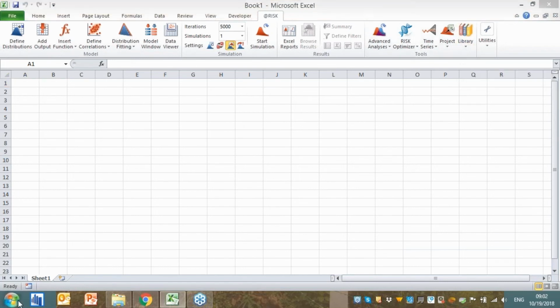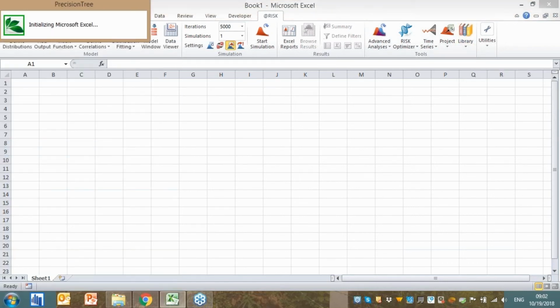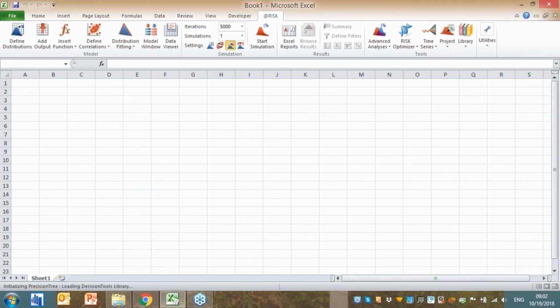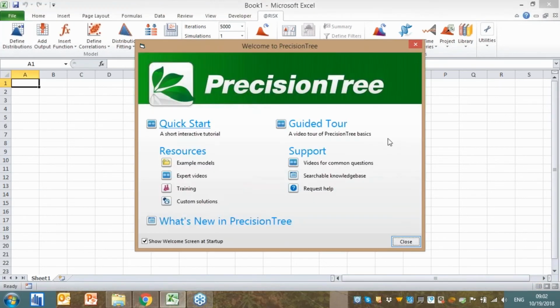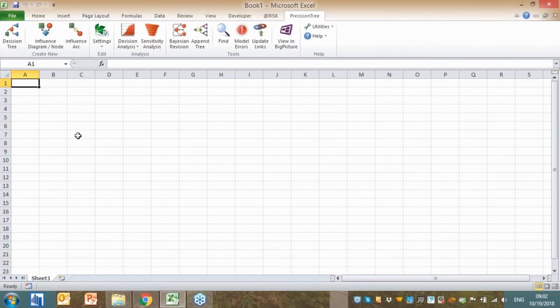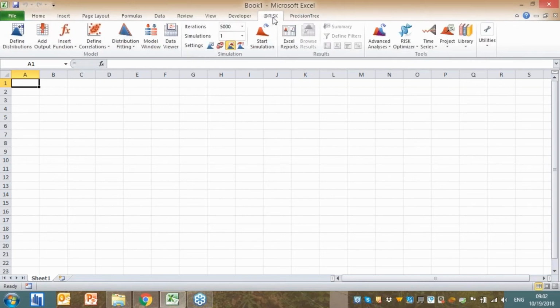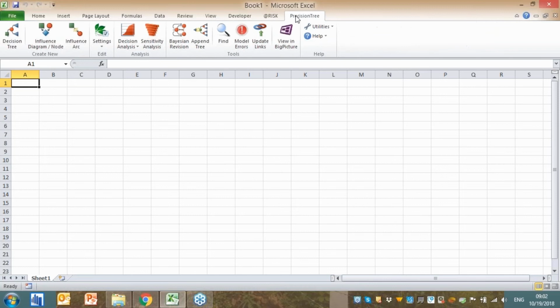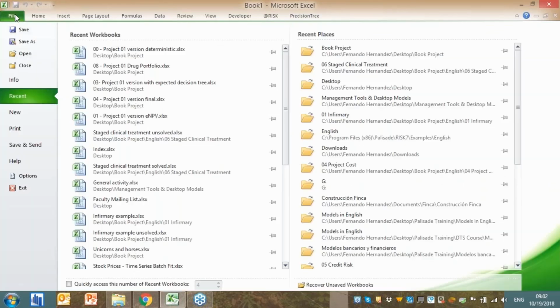The second tool is going to be PrecisionTree, which, as you can see over here, is also loaded on top of our Excel worksheet in order to work our model out. Two ribbons, one for @RISK and one for PrecisionTree, have already been loaded on top of your Excel worksheet. Evidently, I already have a model ready for you to see.